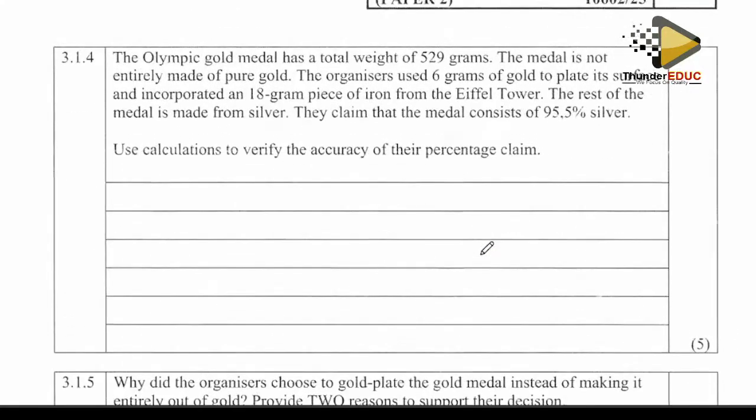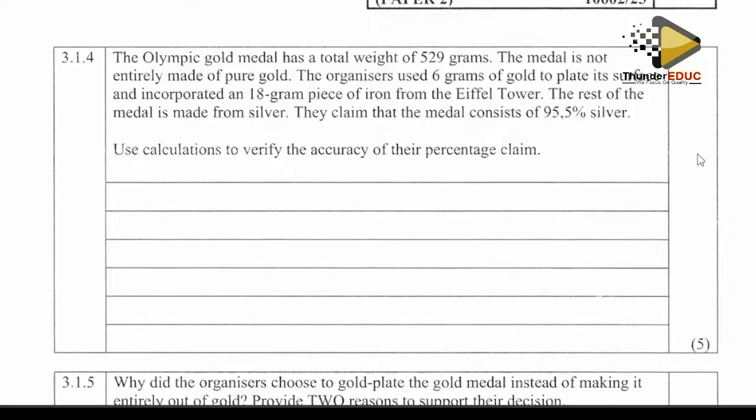We come to question number 3.1.4. The Olympic gold medal has a total weight of 529 grams. The medal is not entirely made of pure gold. The organizers used 6 grams of gold to plate its surface and incorporate the 18-gram piece of iron from the Eiffel Tower. The rest of the medal is made from silver. They claim that the medal consists of 95.5% silver. So what are we going to do?